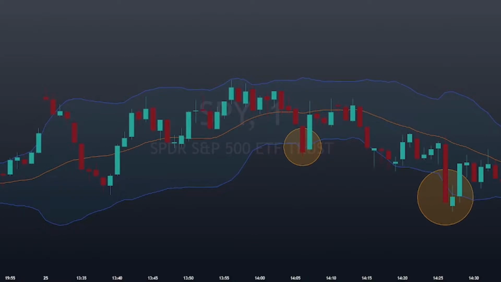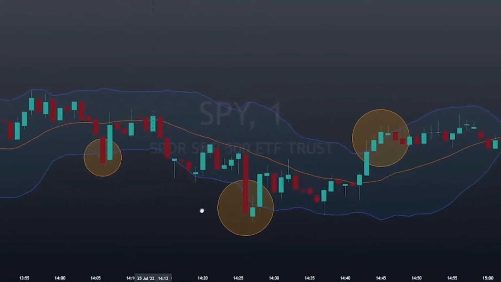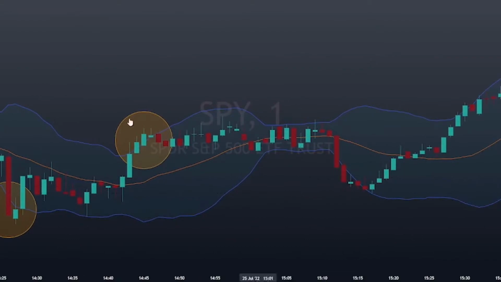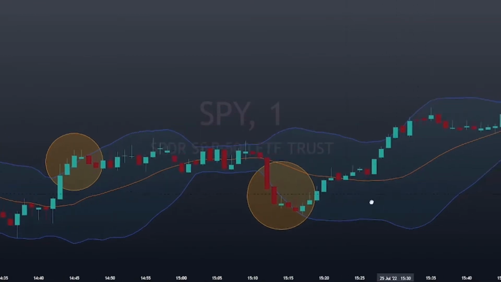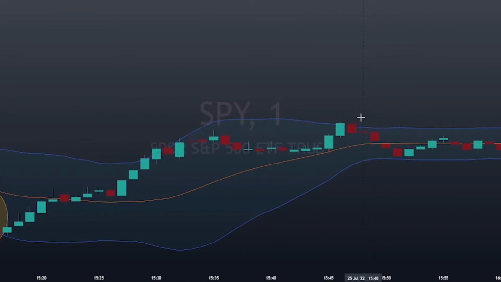Right here, the price opened above the higher band, and it immediately falls back down towards the moving average. You can see generally price action stays in between these bands. Again here, breaks below, immediately moves back towards the moving average. Breaks a tiny bit above right here, immediately back towards the moving average.